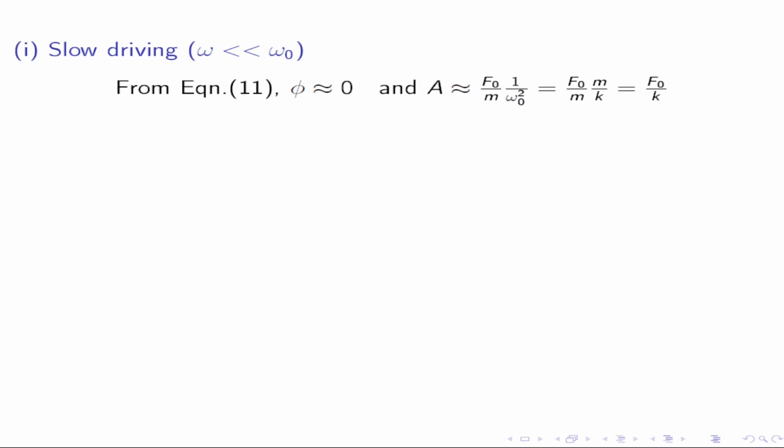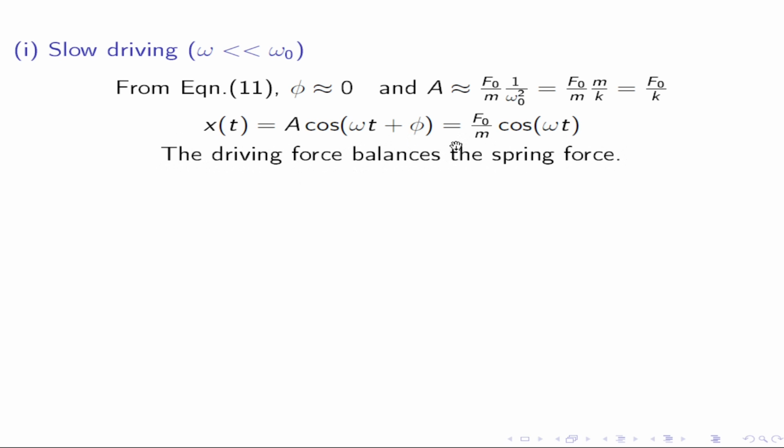If omega is very much less than omega 0, we call it slow driving. In that case, from equation 11, phi is approximately equal to 0 and a is approximately equal to f0 by m into 1 by omega 0 square. Since omega 0 square is k by m, that is f0 by m into m by k, that is equal to f0 by k. That is x of t is equal to a cos(omega t plus phi), that's equal to f0 by k cos omega t. The driving force balances spring force.